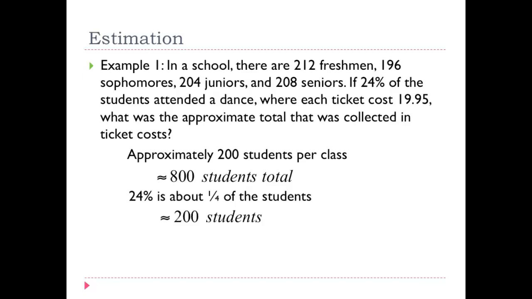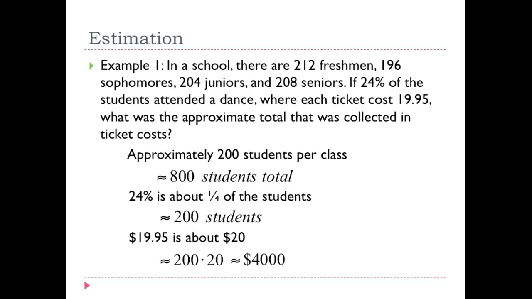And then we're told that each ticket costs $19.95, so about $20. So if we want to know the approximate total that was collected in ticket costs, you would do 200 times 20, because there are about 200 students, we said. So 200 times $20 for each ticket, that's going to come out as about $4,000.